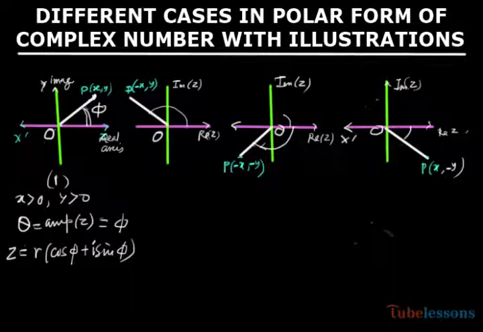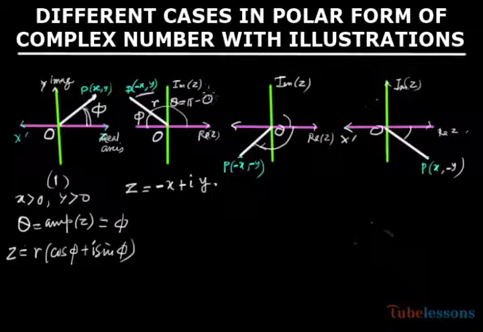Now in the second diagram, the point lies in the second quadrant, so its coordinate is minus x comma y. So here Z is equal to minus x plus iy. Now OP is equal to r, which is equal to mod Z, and here if I mark this angle as phi, then theta is equal to pi minus phi.